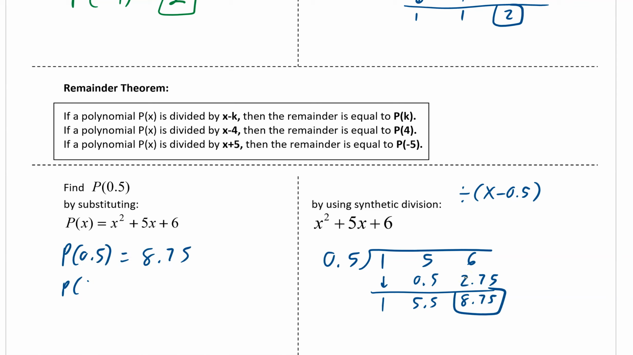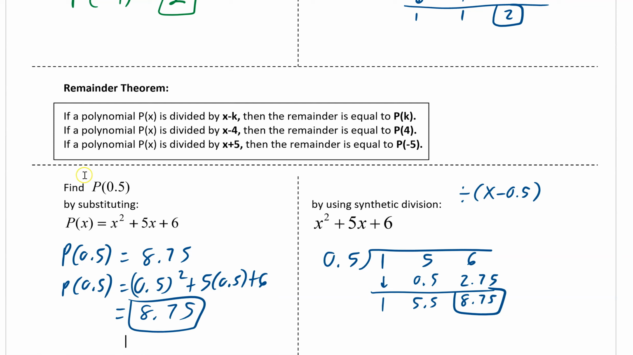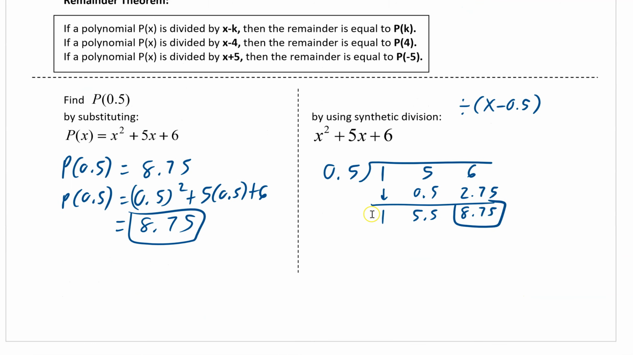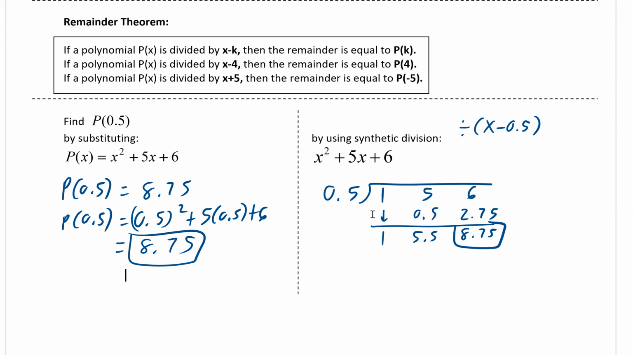And we can check that very quickly. Plugging that in our calculator, we get 8.75. Same answer. What's amazing. So if you want to find P of 0.5, you now have two options. You can just use synthetic using the same number, or you can plug it in. I actually like this method a lot better, and you're going to see the benefit of it when we start using this method in our polynomial sections.